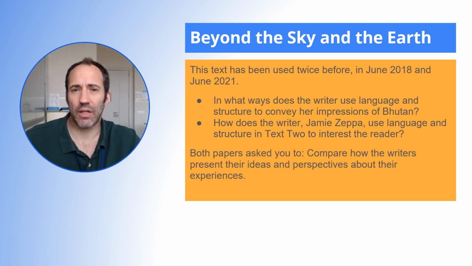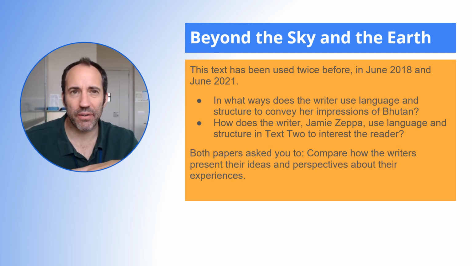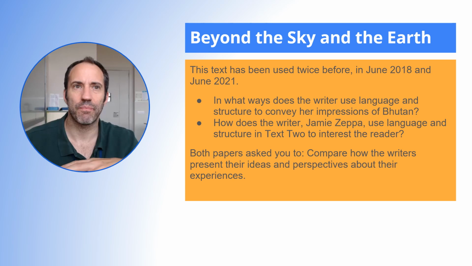Question 5 is, as always, compare how the writers present their ideas and perspectives. And they asked last time about their perspectives about their experiences, but don't worry too much about that. Again, think about, how does she feel? At the start, she's bored. At the end, she's interested. Is that the same or different in the unseen text?